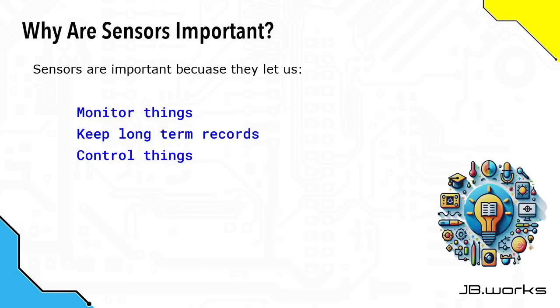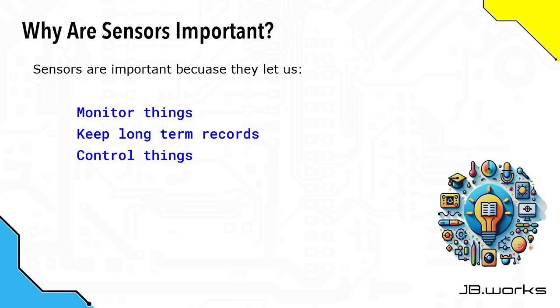So why are sensors important? Well, the first thing is they let us monitor things. So for example, the weather. We can monitor climate because of the fact that we have sensors and weather stations. The other thing they let us do is keep long-term records. So there are weather records or meteorological records that go back hundreds of years because people have used sensors and recorded the values.